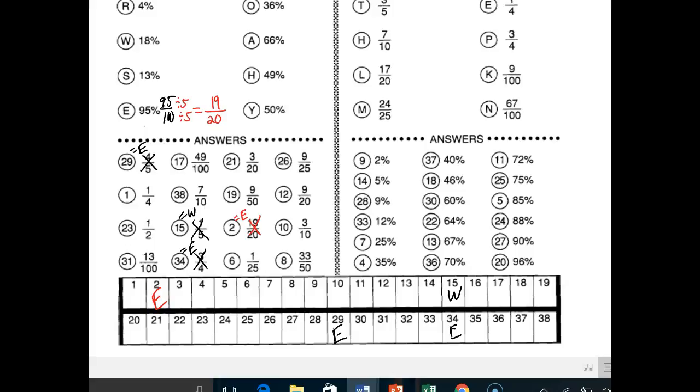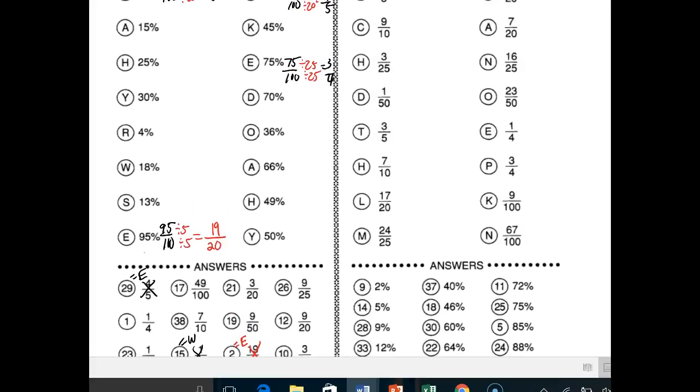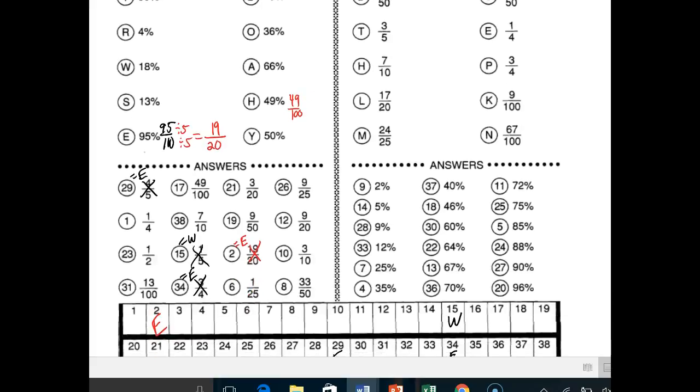Some of them cannot be simplified. So, for instance, something like 49 over 100. That's just 49 over 100. You cannot divide anything in common between 49 and 100. So you just look for 49 over 100, which is H, and on 17 you put an H. So I'm going to pause there and jump to the other side.